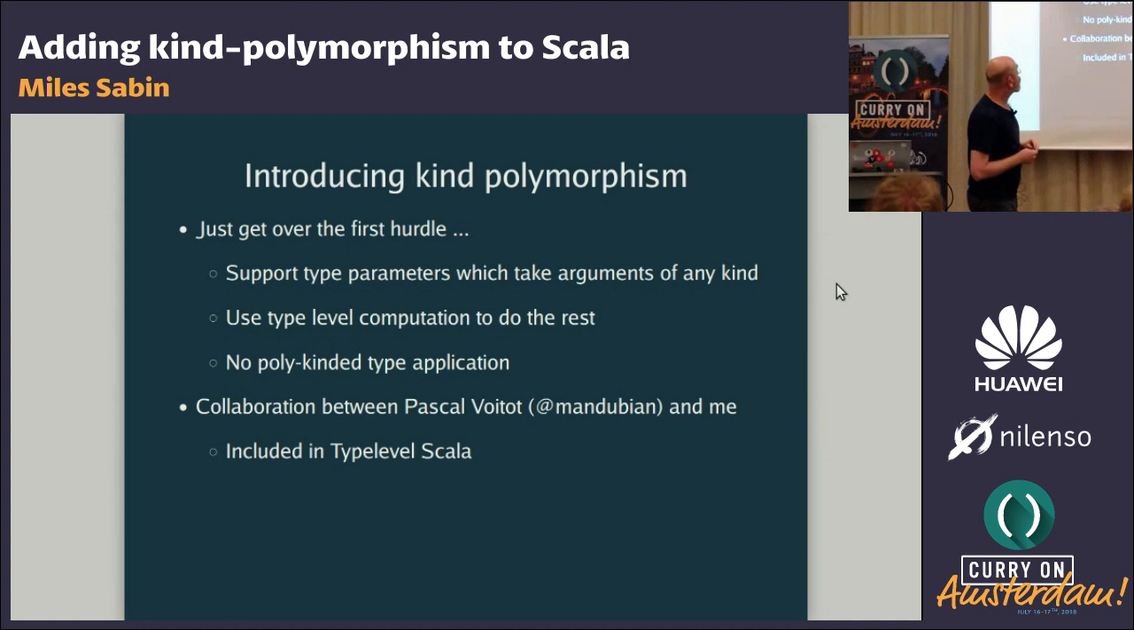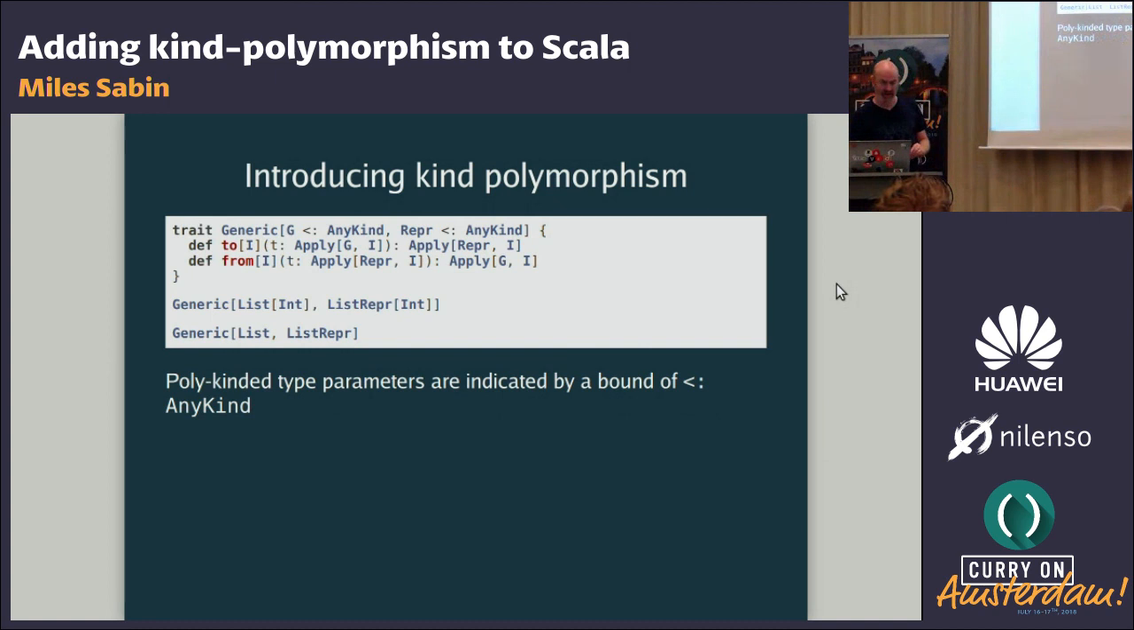That was a collaboration between the two of us. We did a prototype of it. It's included in the type-level fork of the Scala compiler, so you could play around with it if you wanted to. And the end result is something like this. So we end up with bounds of any kind, which indicate that we can fill the hole in Generic with types of any kind. You'll notice, as I said, that the apply type constructors are still there.